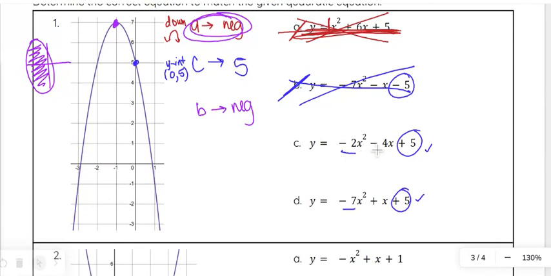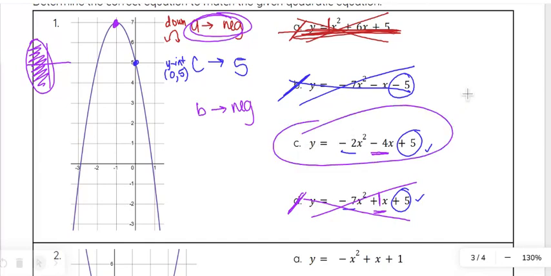And so because B needs to be negative, we look at -4 and +1. So D can be ruled out because it has a positive B value. So C is actually our correct answer on this one.